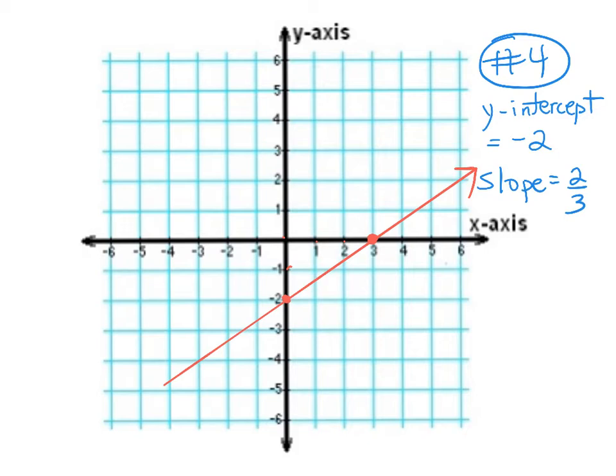Put my arrows on the ends. And that is what that line looks like when I graph it. To give an equation of a line, you need 2 things. You need the slope and you need the y-intercept, and we have both of those. So the equation is just going to be y equals 2/3 x minus 2.